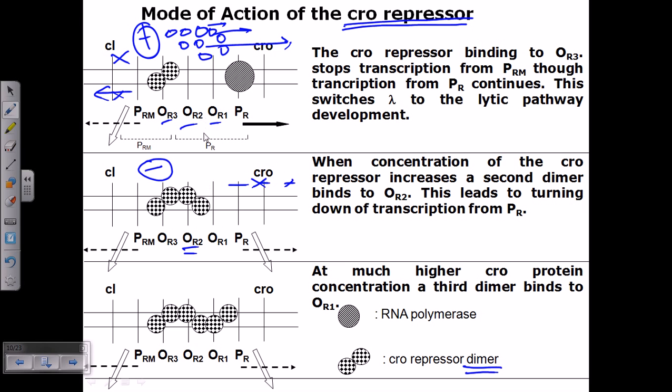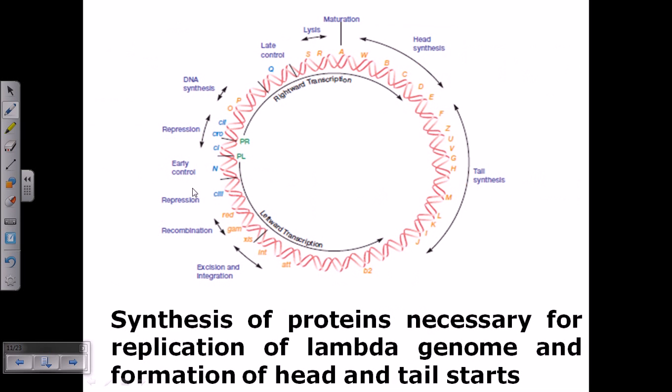So what we can see here is Cro acting as a master controller of its own transcription via positive as well as negative feedback, right? Now at a much higher concentration of Cro protein, a third dimer can also bind with this OR1 region here. Okay, and due to all this effectiveness, it will block the synthesis of left-hand side genes. As a result, the virus actually enters the lytic cycle of its life cycle.